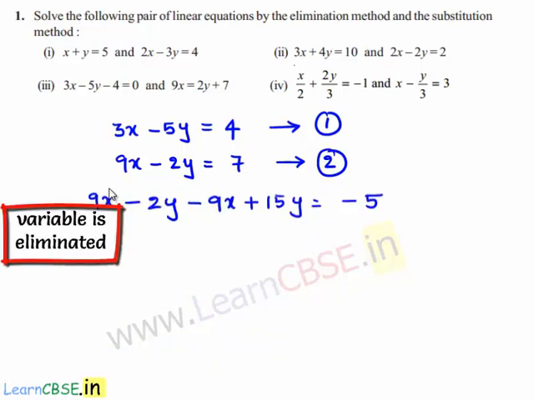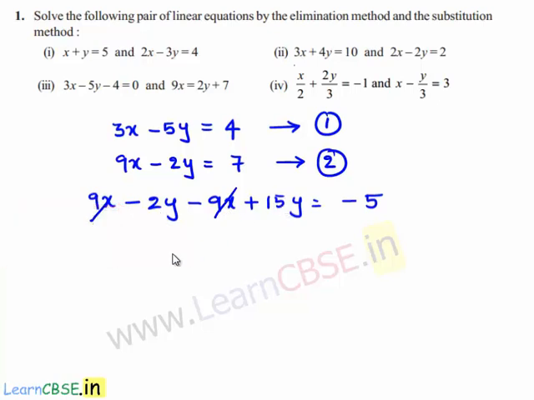Now plus 9x and minus 9x will be cancelled, and minus 2y plus 15y is nothing but 13y, which is equal to minus 5. This becomes y is equal to minus 5 by 13. So we have found the value of y to be minus 5 by 13.